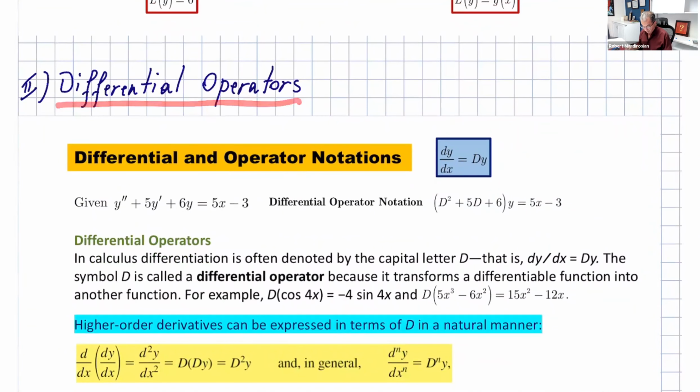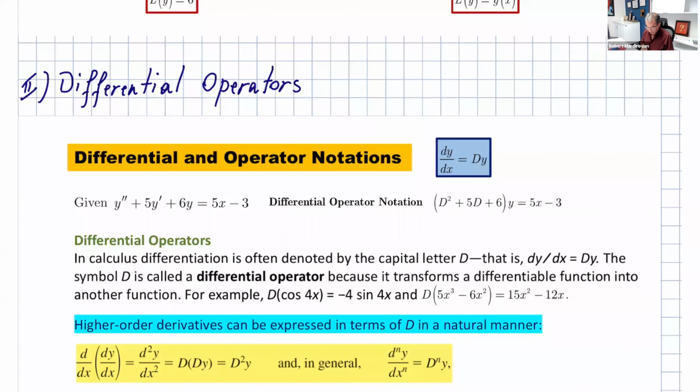Let's talk about differential operators. For a differential operator, the notation is dy dx equals D of y. So if you have an equation like y double prime plus y prime plus 6y equals 5x minus 3, you know this is non-homogeneous. If you want to write it with a differential operator, then for the double prime you write D squared, plus 5D plus 6, times y equals 5x minus 3. So it's just a notation that's going to help us solve those.